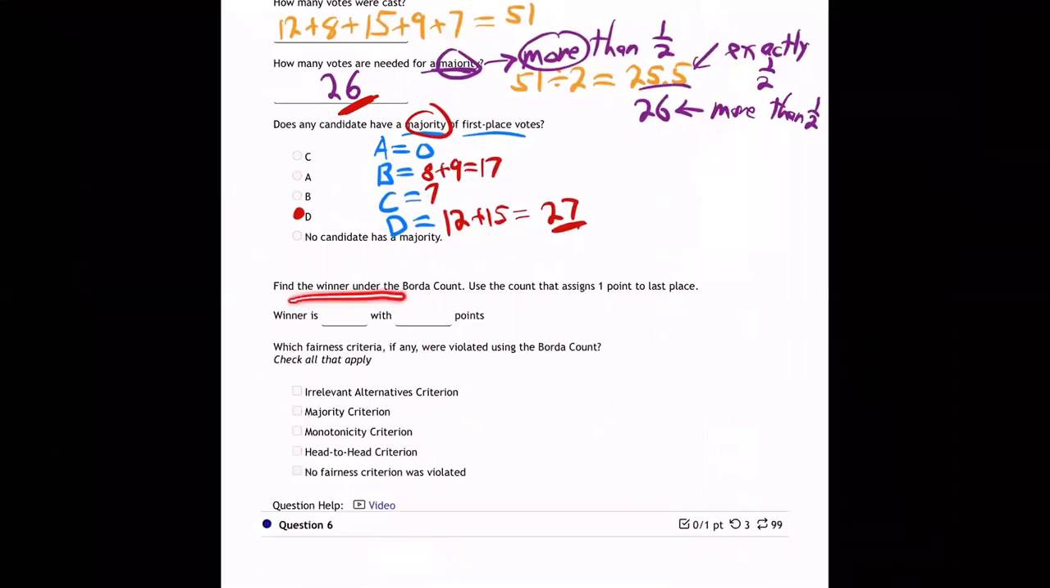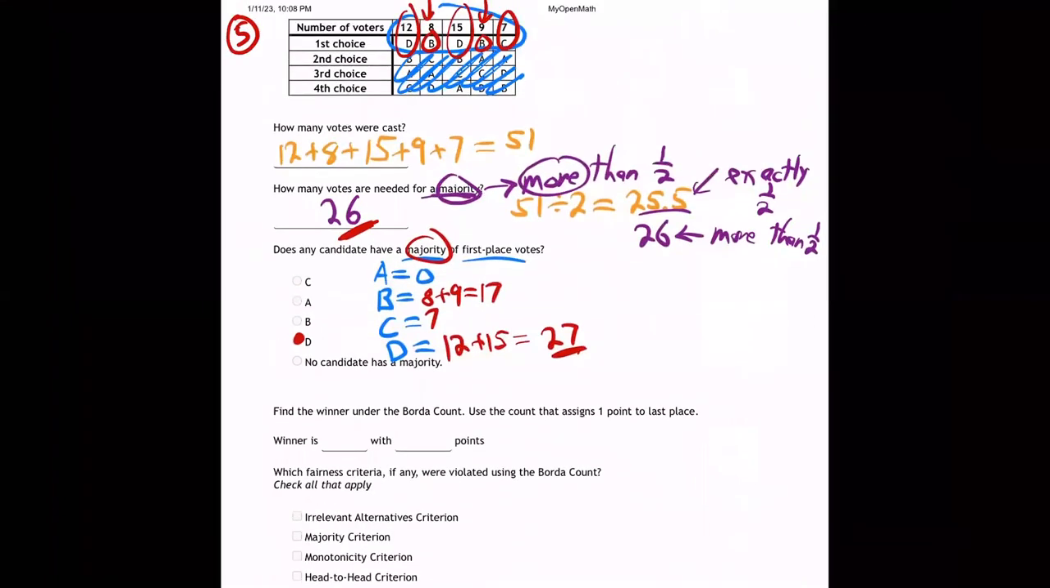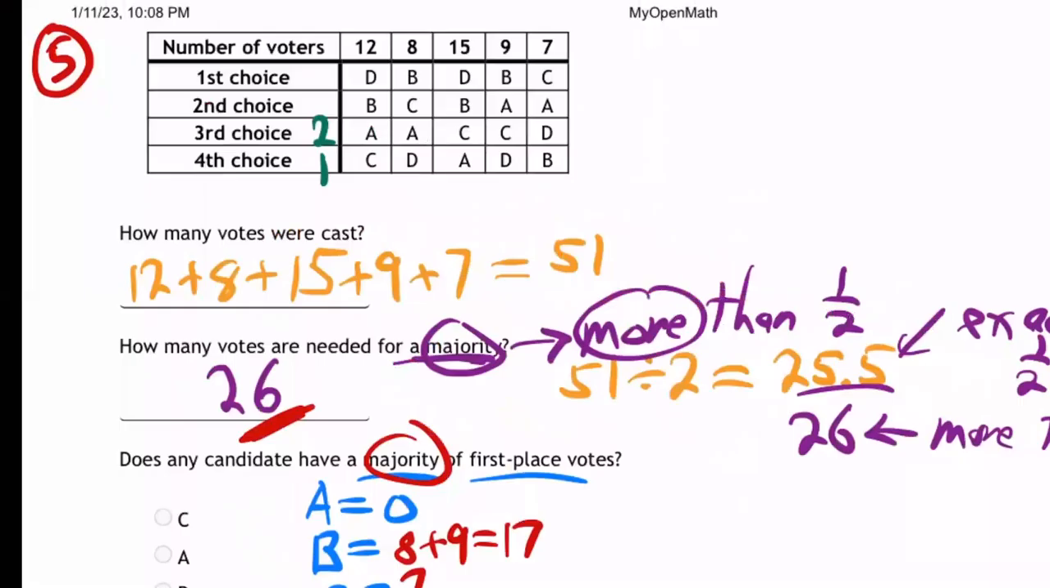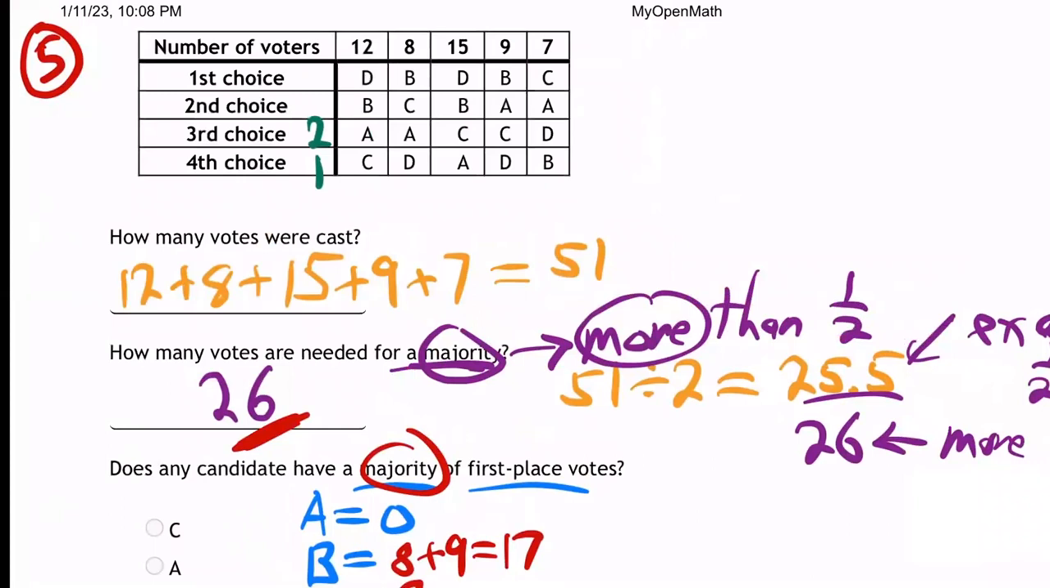Find the winner under the Borda count. Use the count that assigns 1 point to last place. So now they want me to do the election using the Borda count method. So what is the Borda count method? Well, you're going to put 1 point for last place, 2 points, 3 points.